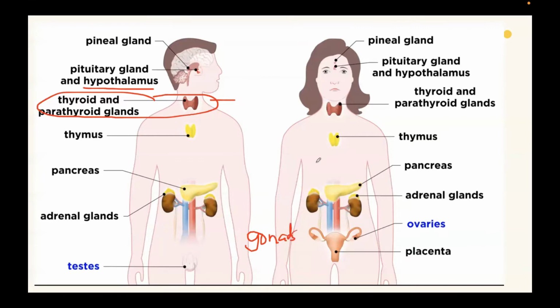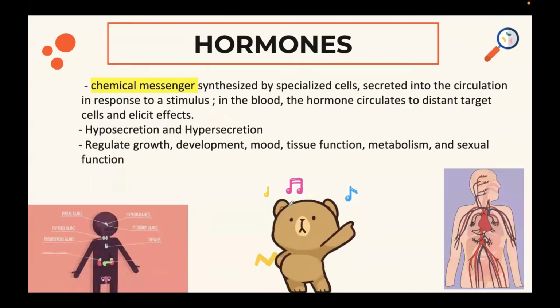Again, we have the same glands in both female and male, and the main differentiation is in our gonads. In the male, they are called testis. In the female, they are called ovaries and placenta. Okay, gonads is the collective term. Okay, let us proceed to the star of our discussion.